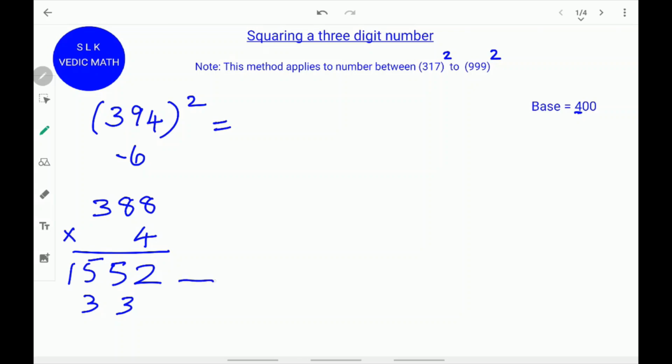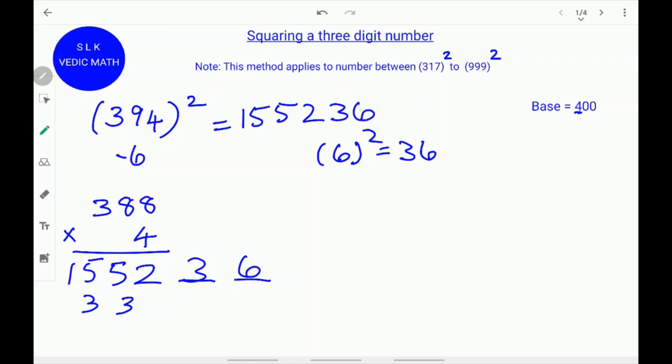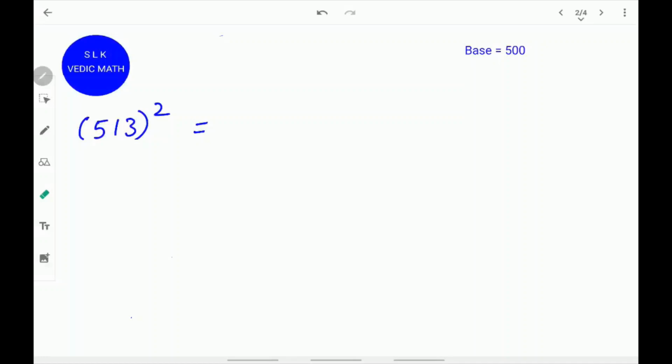1552. 2 more digits to go, because when you square a number between 317 square to 999 square, the answer is always a 6-digit number. So, find the square of the difference 6. So, 6 square is 36. So, write down 36. So, 394 square is 155,236. Let's try another example.